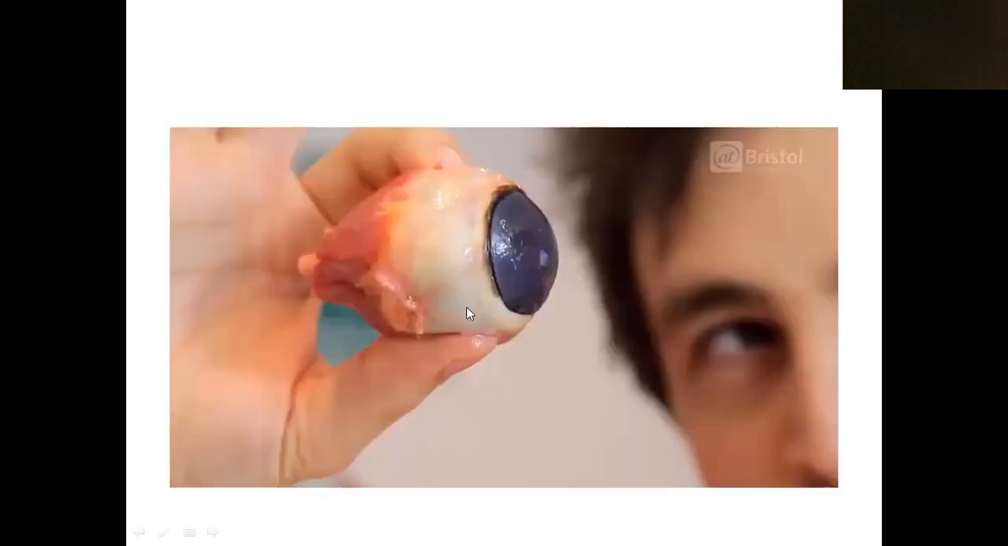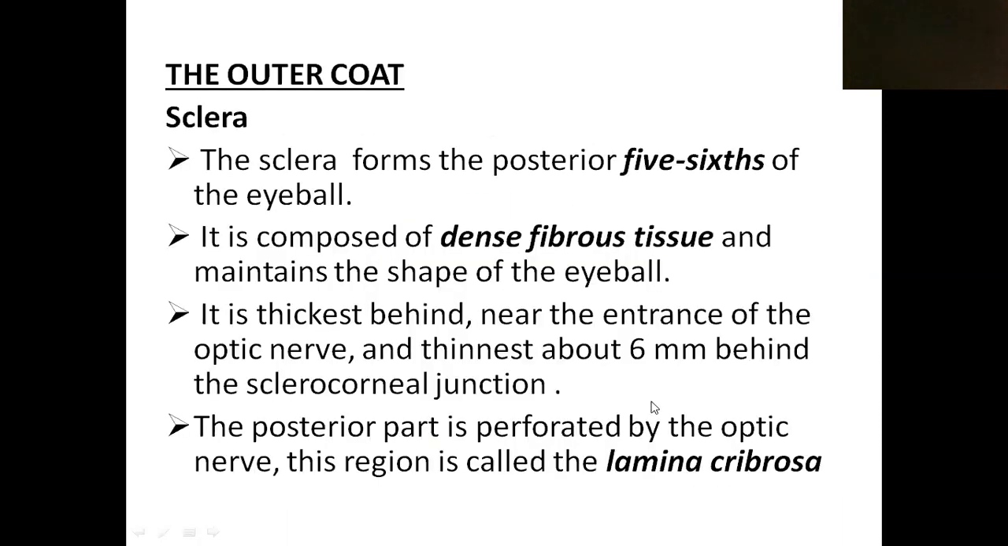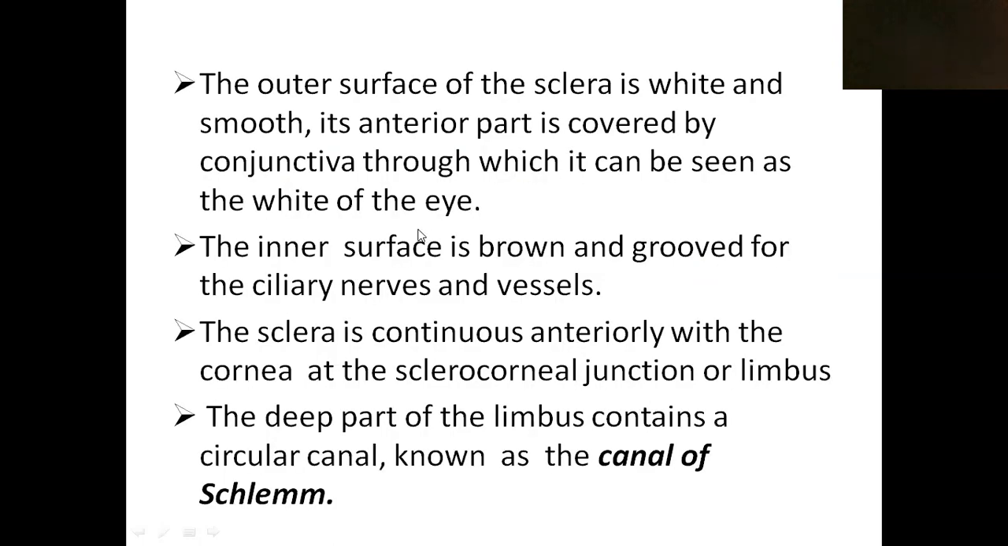The outer surface, which is white colored, is known as the white of the eye. But the inner surface is not white. The outer surface of the sclera is white and smooth. The inner surface is brown and grooved by ciliary nerves and vessels. The next layer is made up of blood vessels, and those blood vessels make grooves in the inner surface. So the inner surface is brown colored and grooved by ciliary nerves as well as vessels. Nothing more about the outer surface; it is white colored and smooth.